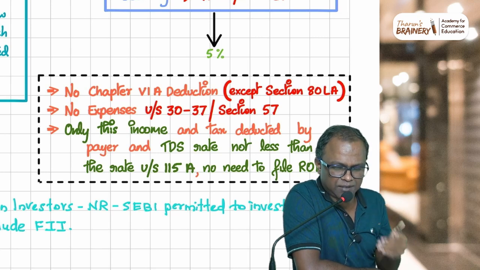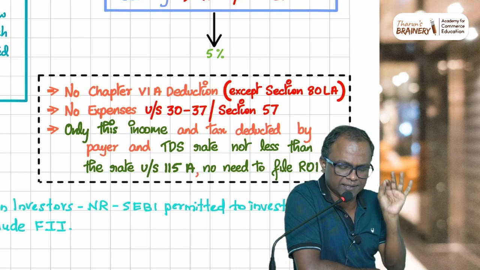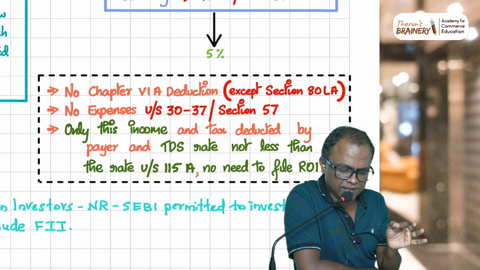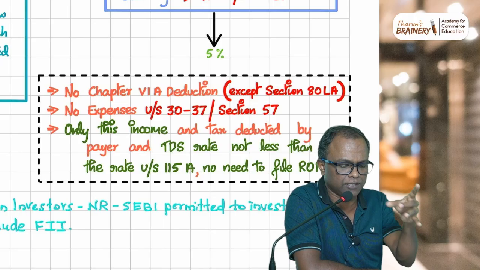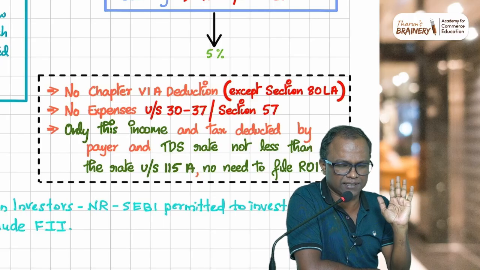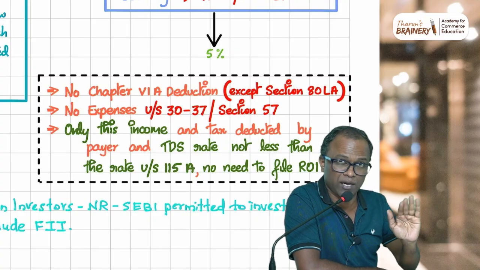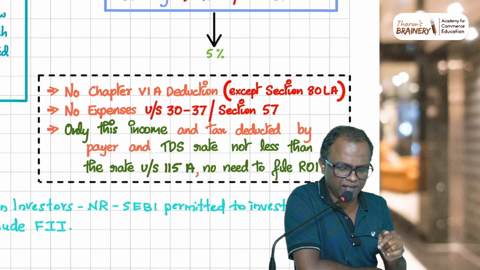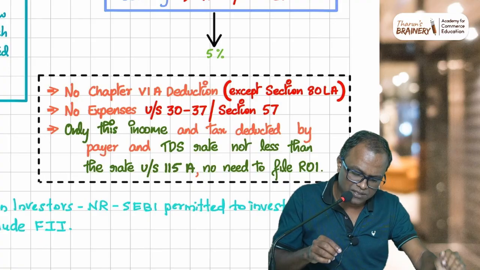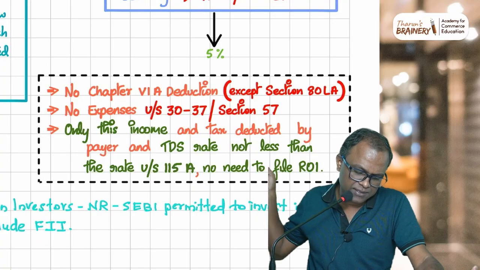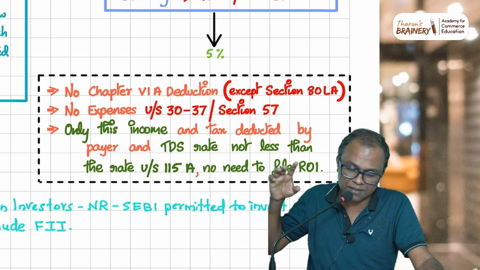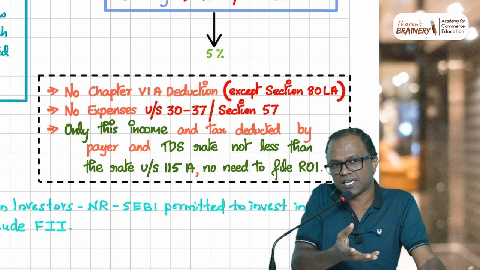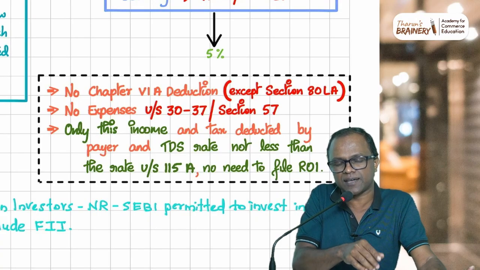And if it is only this income, and the payer properly deducted TDS, and the rate deducted is not less than the rate under section 115A, where the 115A rates are 5, 4, 9, 20, so at these rates TDS is deducted by the payer from India, and the non-resident does not have any other income, then there is no need to file ITR by the non-resident. There is a very important point you have to keep in mind. They are saying only this income, tax deducted by the payer, and TDS rate not less than the rate under 115A. See, sometimes the rate prescribed under the double taxation avoidance agreement may be lower than the 115A rate.